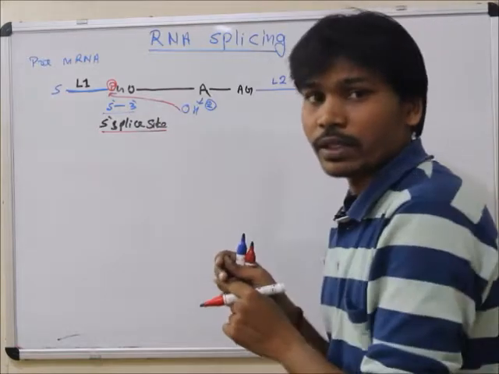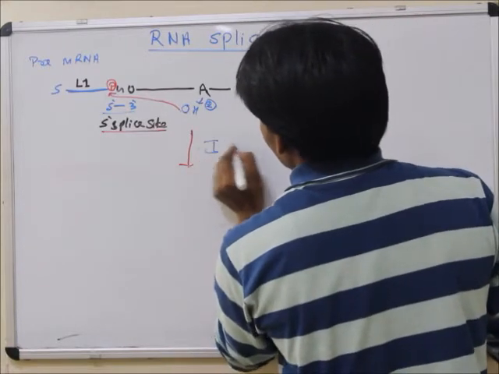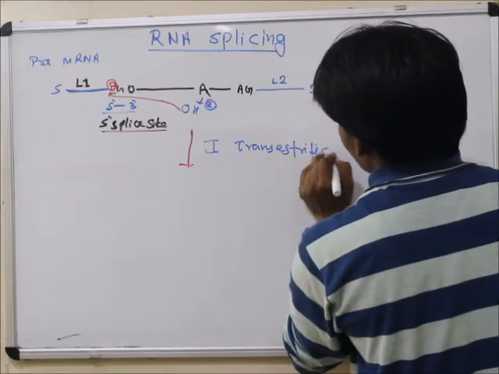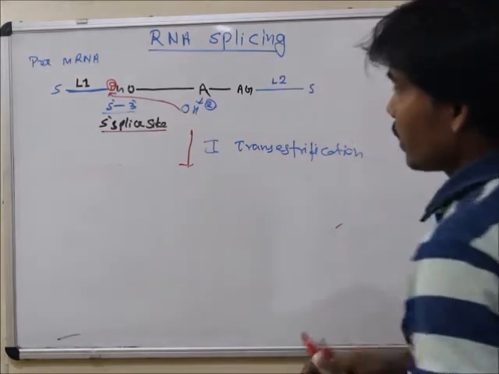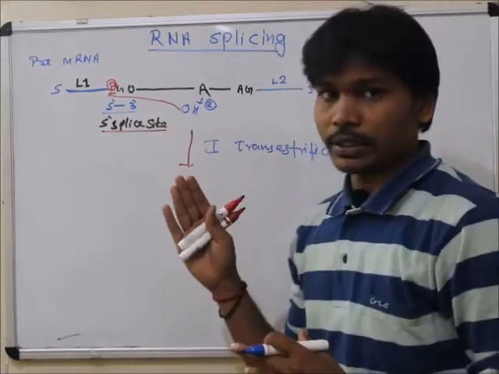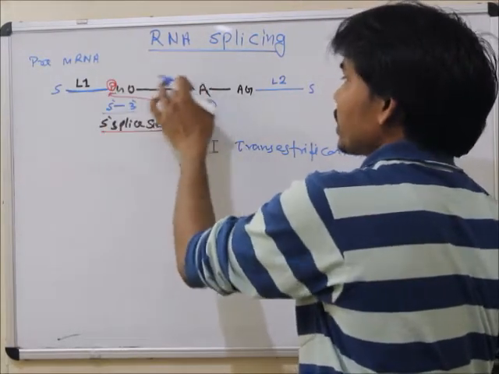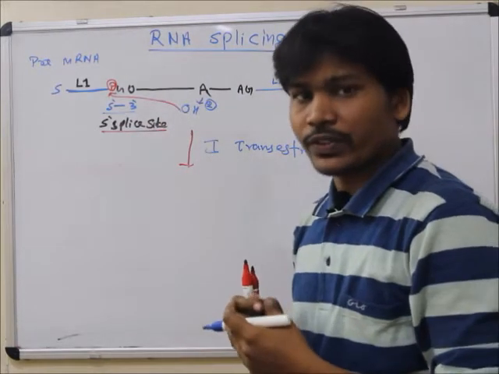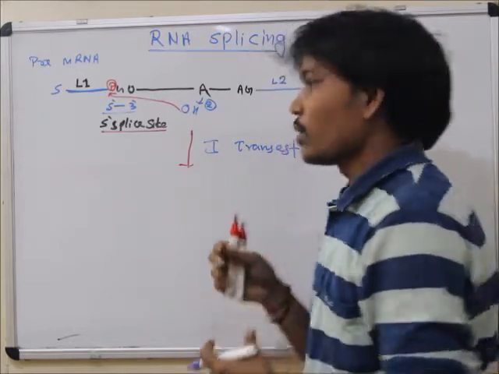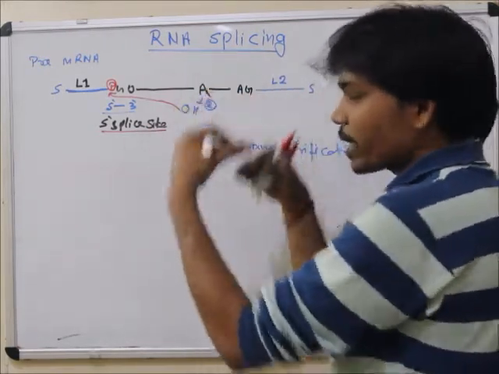Then what happens after the first transesterification reaction? You can see here. This cannot take place alone. There are more complexes. I will describe the U1, U2F factors, and U2, U4, U5, U6. These are the spliceosome complexes, processed in the Cajal bodies of the nucleus, and these complexes are involved in making the lariat.